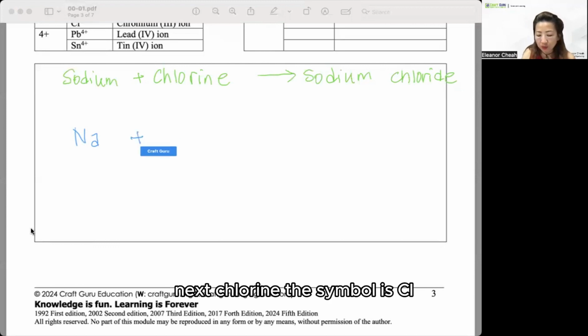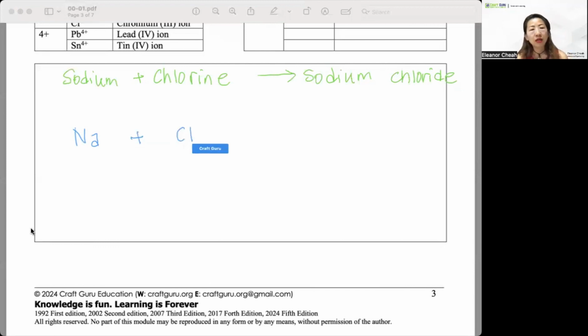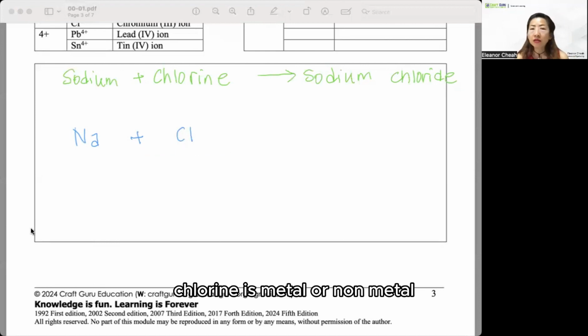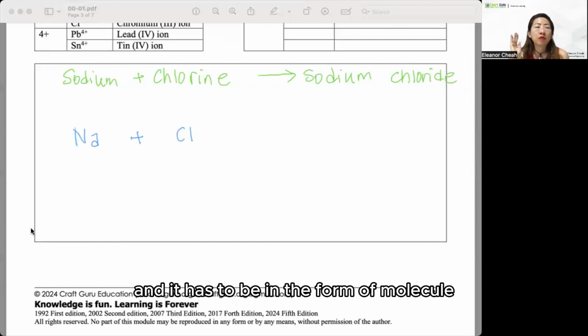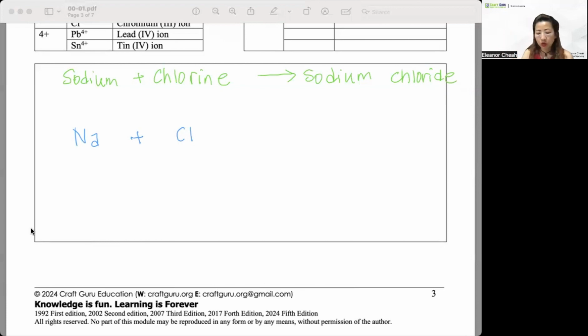Next, chlorine, the symbol is Cl. Now we ask ourselves, is chlorine a metal or non-metal? Yeah, we learned that it is a non-metal and it has to be in the form of a molecule. So we put Cl2.